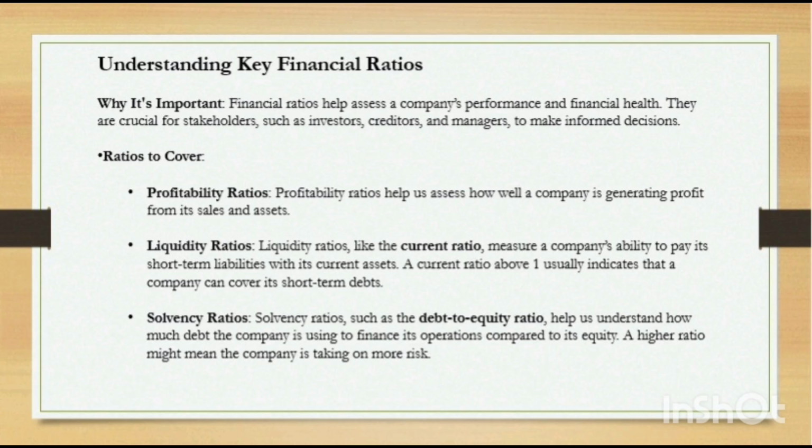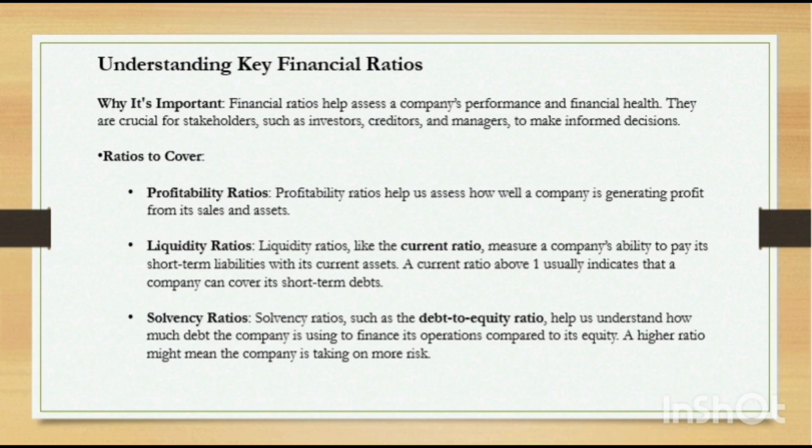For example, the net profit margin tells us how much profit is left after all expenses, taxes, and costs are deducted from revenue. Let's take an example. If your bakery earned 1 lakh in revenue and your net profit is 30,000, then the net profit margin is 30%. This means for every 100 rupees in sale, you are keeping 30 rupees as profit.